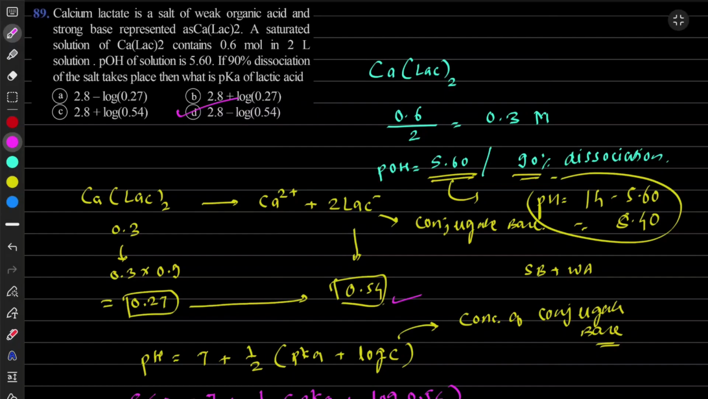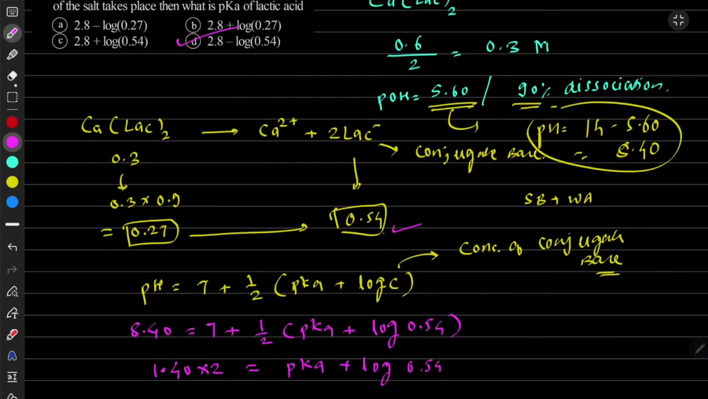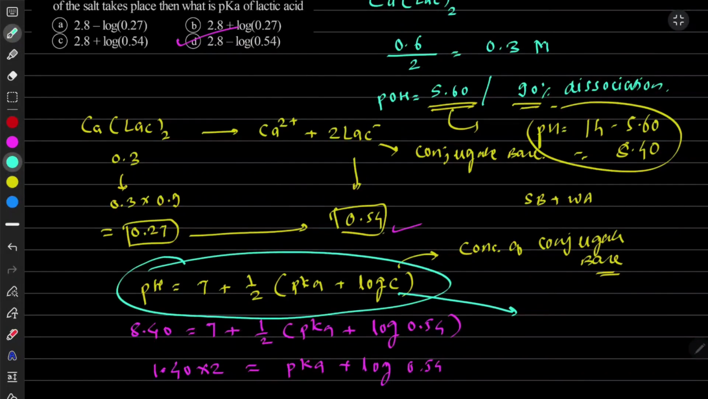So we need to remember one thing in this equation. When we are talking about this equation, this C is not the concentration of the salt. This is discussed in the previous videos also. It is the concentration of the conjugate base, as I said here.